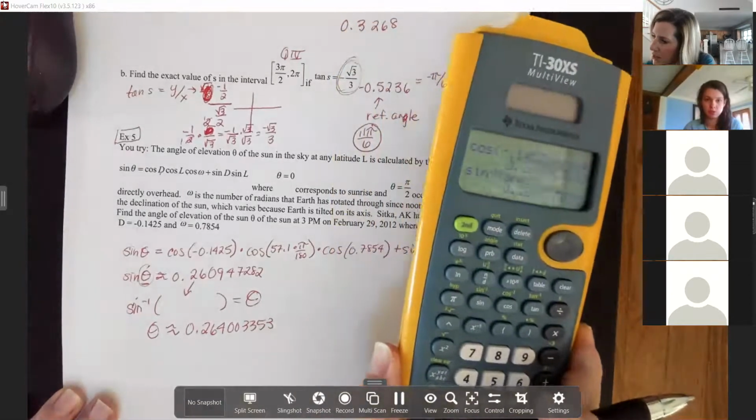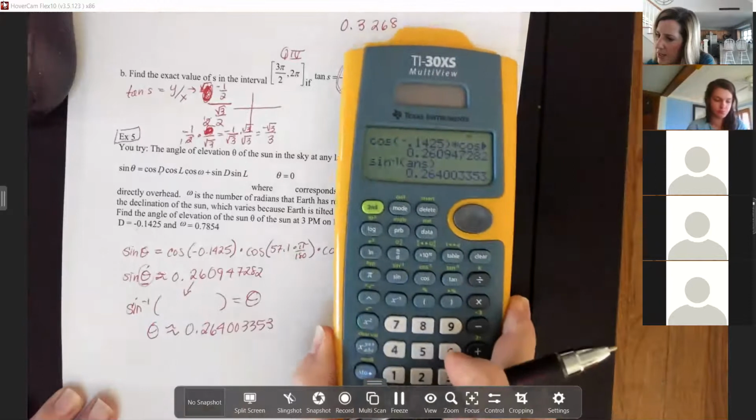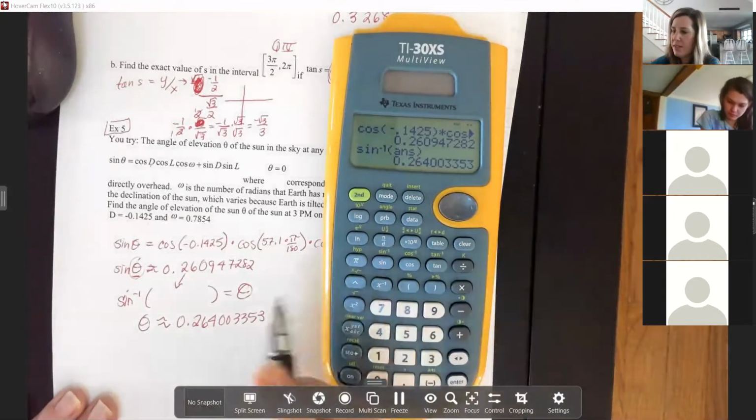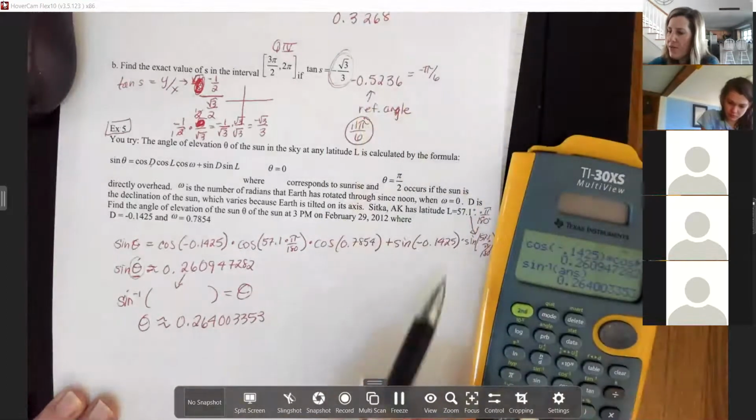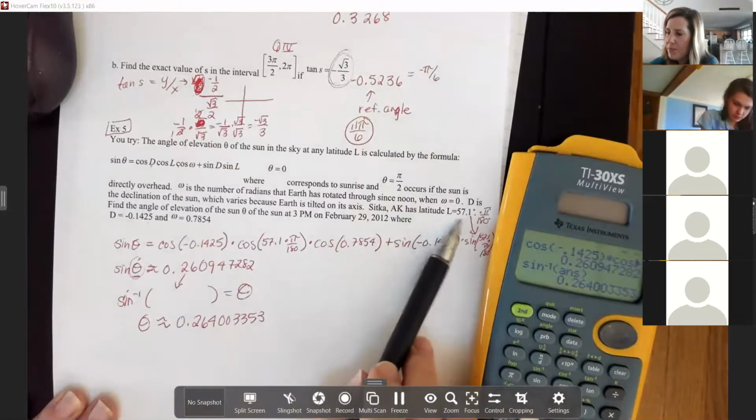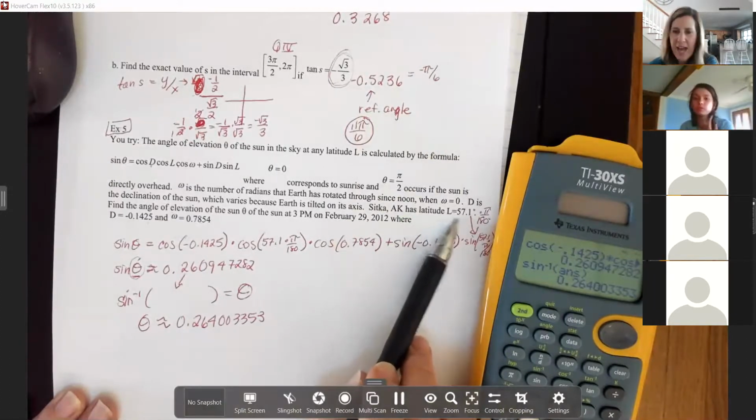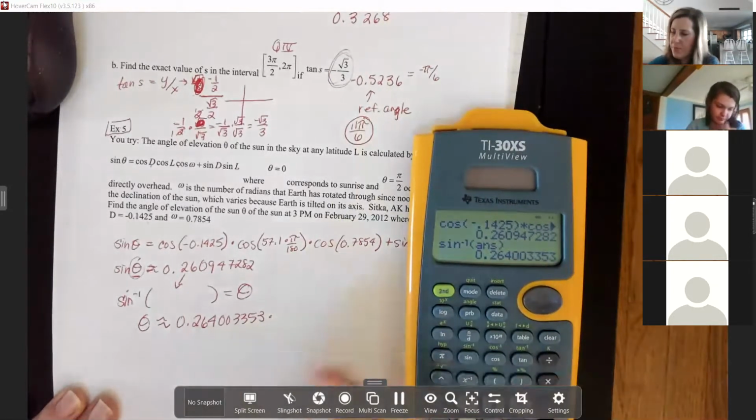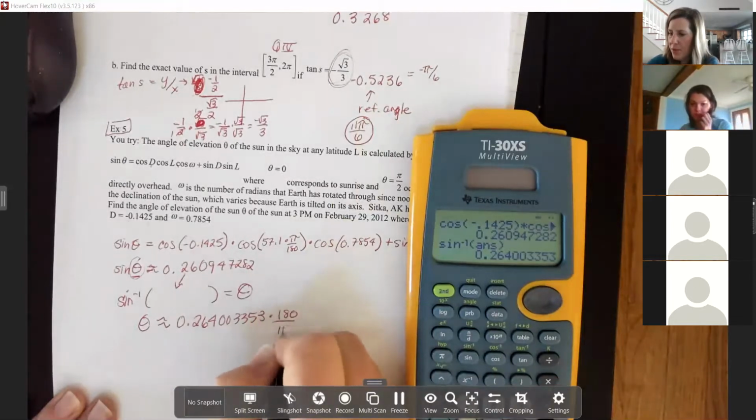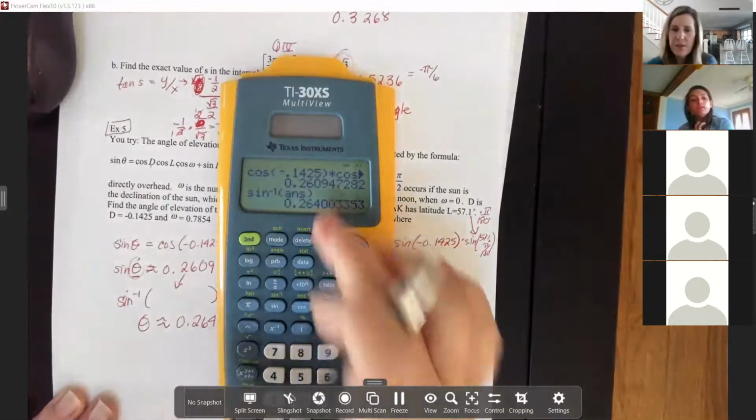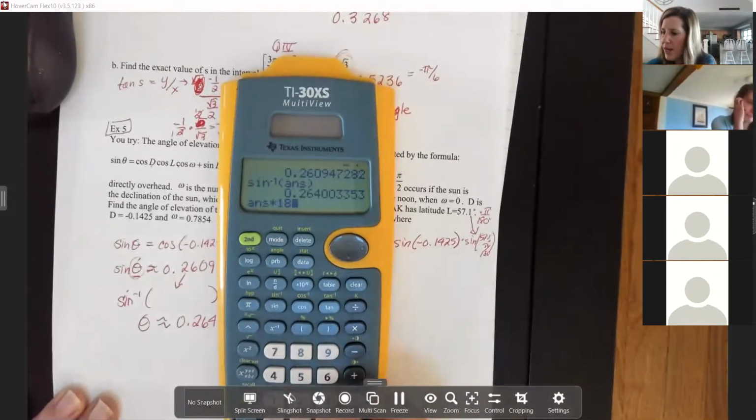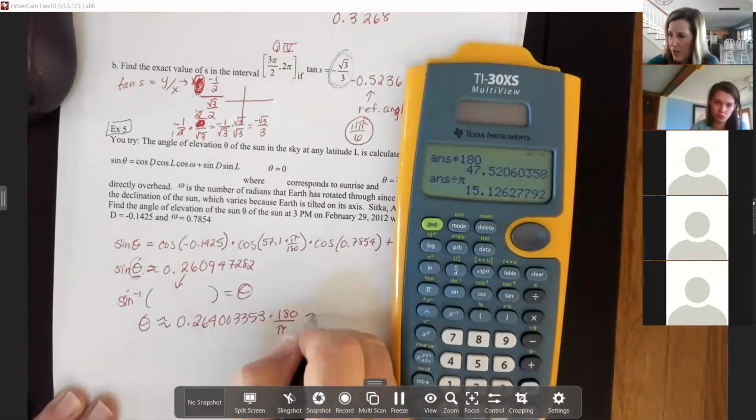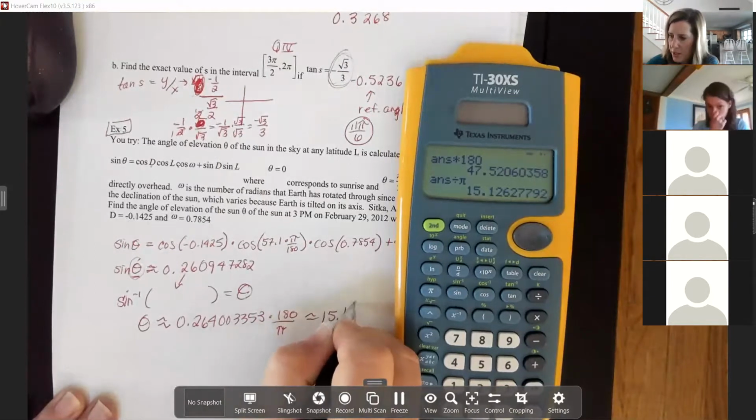All right. So it says find the angle of elevation. How have we normally talked about angle of elevation in terms of degrees? And kind of evidenced here, they gave the latitude in degrees. So to convert this back to degrees, you're going to multiply by what? 180 over pi. So again, if I leave that whole answer in there and I multiply by 180 and then divide by pi, I get about 15.1 degrees.